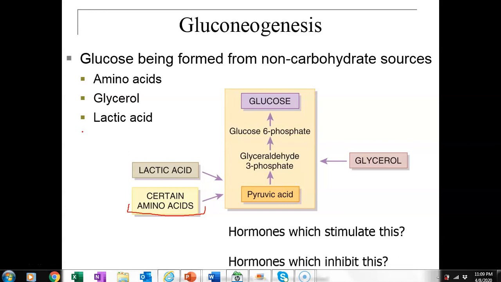Something that wouldn't: insulin would inhibit this. Insulin would not stimulate this, it would inhibit this. And why? Because this leads to elevated glucose levels. That is the exact opposite of what insulin is trying to achieve.